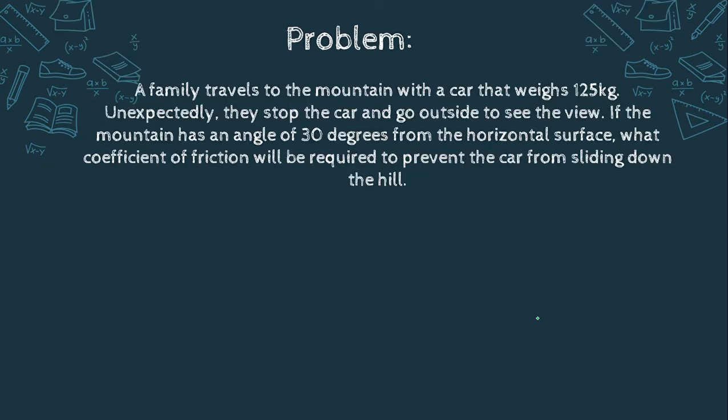A family travels to the mountain with a car that weighs 125 kilograms. Unexpectedly, they stop the car and go outside to see the view. If the mountain has an angle of 30 degrees from the horizontal surface, what coefficient of friction will be required to prevent the car from sliding down the hill?